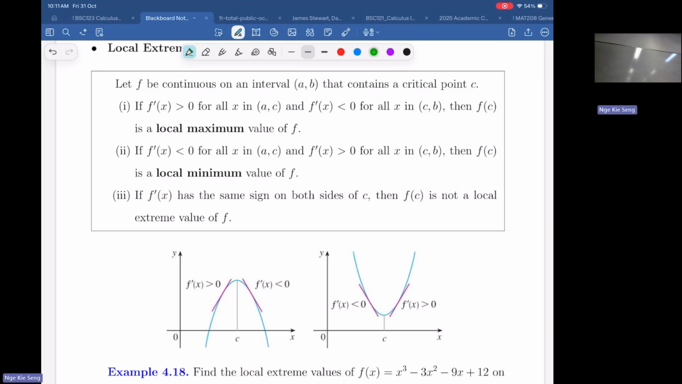Okay, so this is how we find local maximum and minimum. If on the left-hand side it is positive, meaning increasing, and on the right it's decreasing, then you are a local maximum. But if on the left you are decreasing first, and then on the right you increase again, then you are a local minimum. But what happens if you have both sides the same sign? Meaning they are just on the step of increasing or decreasing. So there's no local extreme point here.